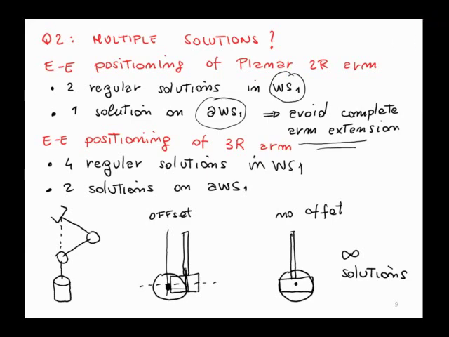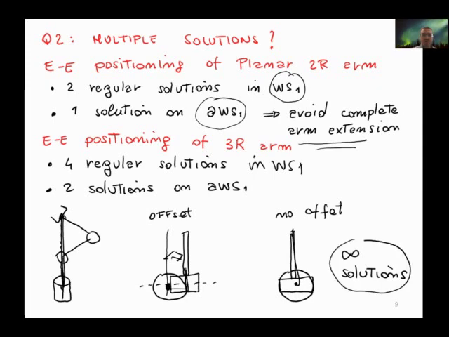Okay, in this situation, I was saying that if you don't have this offset, then you can have the end effector on top of the axis of the base shoulder joint, and in this case we have infinite solutions because you can rotate the base shoulder joint as you want and still correspond to the same position of the end effector.